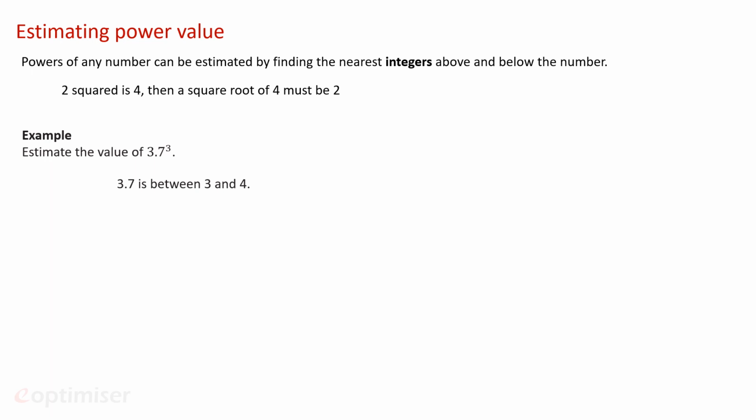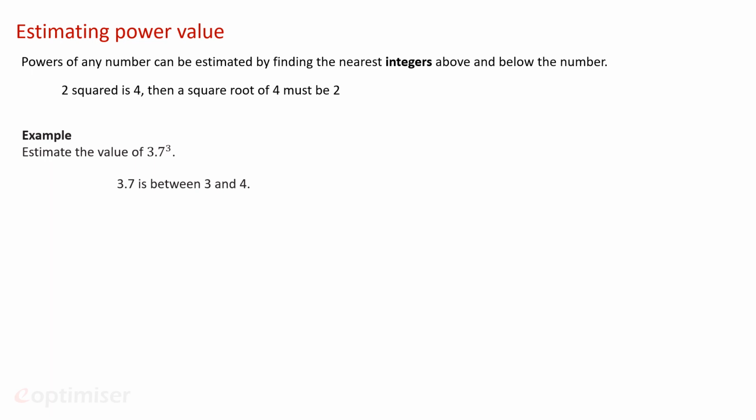So for that, what you can do is find the highest number smaller than 3.7 and the lowest number greater than 3.7. So you need to find the whole numbers. 3 is the highest number less than 3.7. 4 is the lowest whole number greater than 3.7.